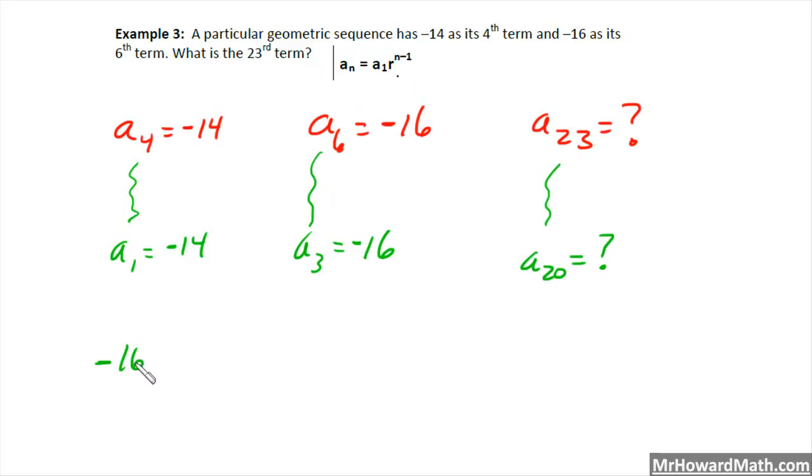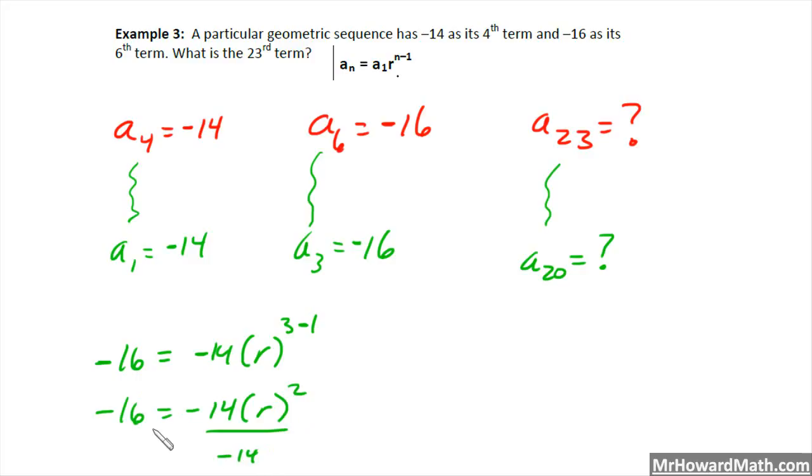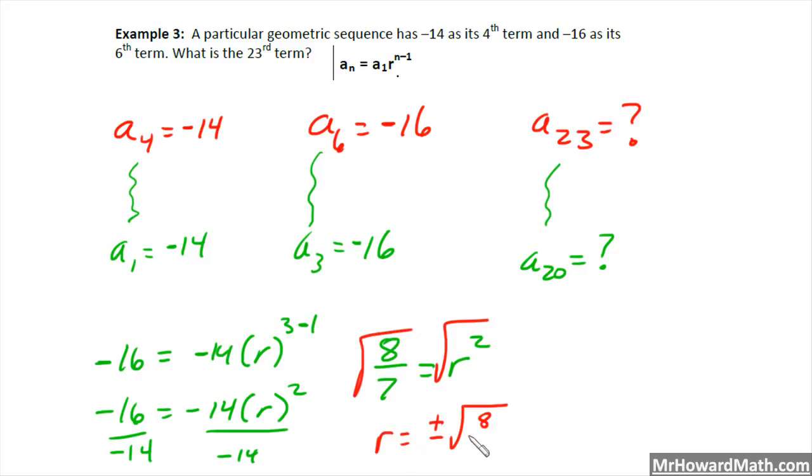So negative 16 is equal to a sub 1, negative 14, times r to the n minus 1. Well, we used 3 for the index value, so simplify that a little bit. Negative 16 equals negative 14 times r to the second power. We'll divide both sides by negative 14, solving for r here, and we get positive 8 over 7 equals r squared. Then square root both sides, and we get r is equal to plus or minus the square root of 8 over 7. So there is our r value.